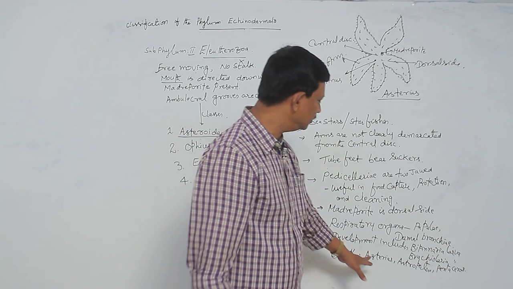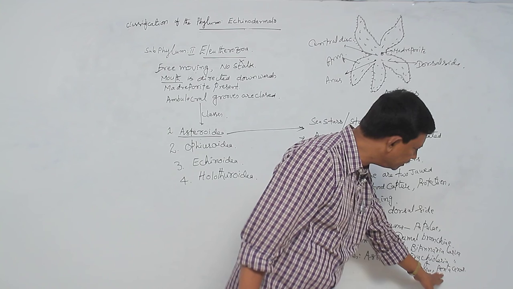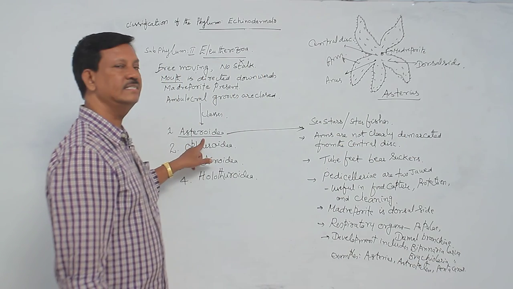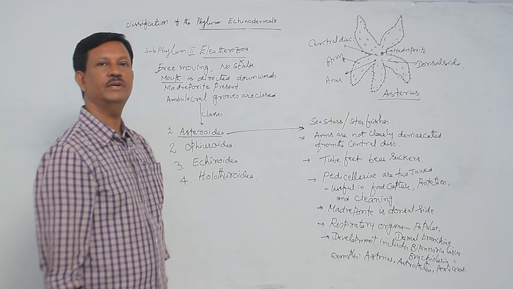Yes, the best examples are Asteroids. It is commonly known as starfish, Astropecten, Pentaceros. These are good examples for the class Asteroidea. Next, we shall discuss the second class, Ophiuroidea.